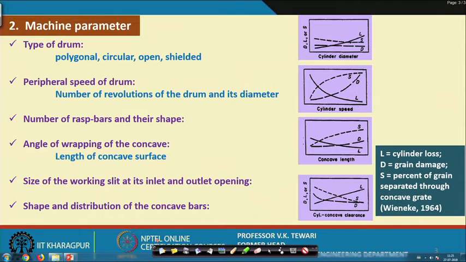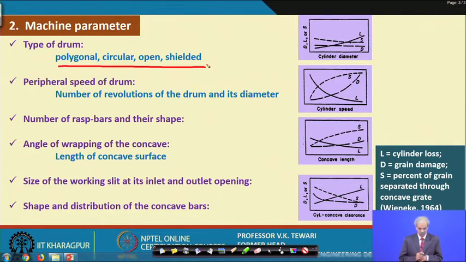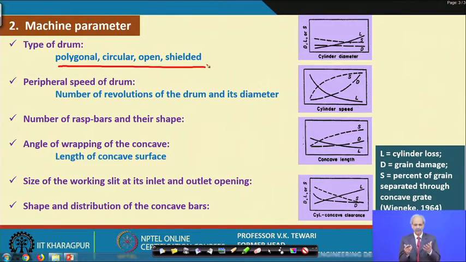For example, when we are talking of the drum, the type of the drum. Now, here the type of drum has some sort of an effect. If it is circular or if it is polygonal type, then the number of beatings while the material is passing through the concave will be higher. Now, peripheral speed, what happens to the peripheral speed?